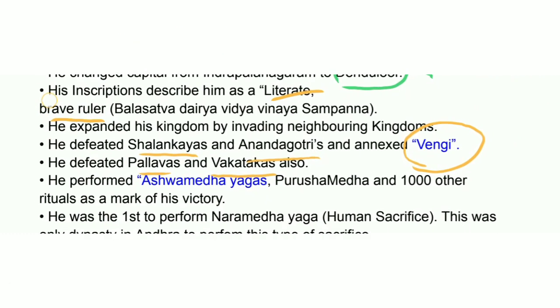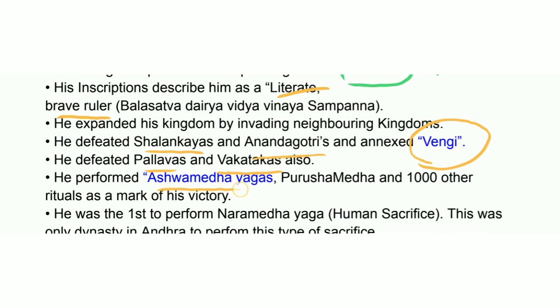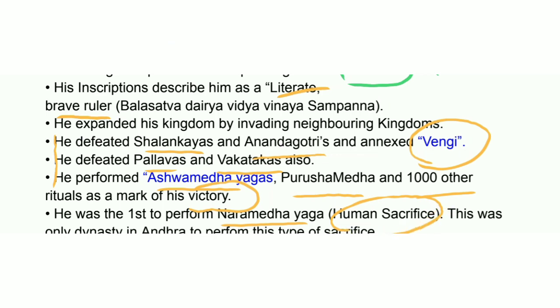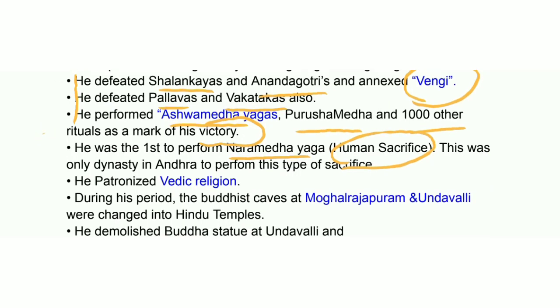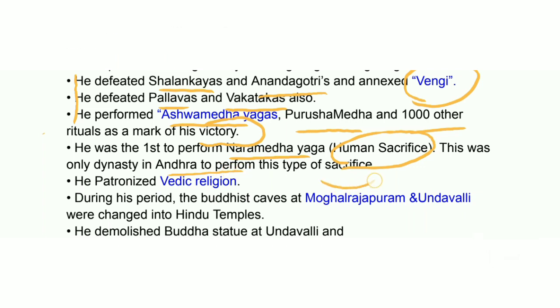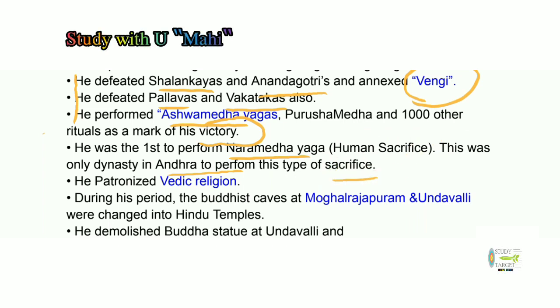After defeating them, Madhavavarma II performed the Ashwamedha Yaga, Purushamedha Yaga and 1,000 other rituals as a mark of his victory, and he was the first to perform Naramedha Yagas, which is known as human sacrifice. This was the only dynasty in the Andhra region to perform this type of sacrifice.